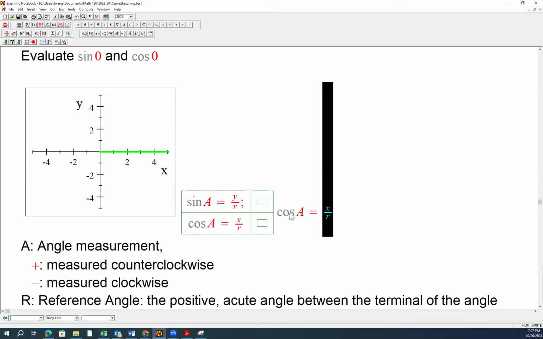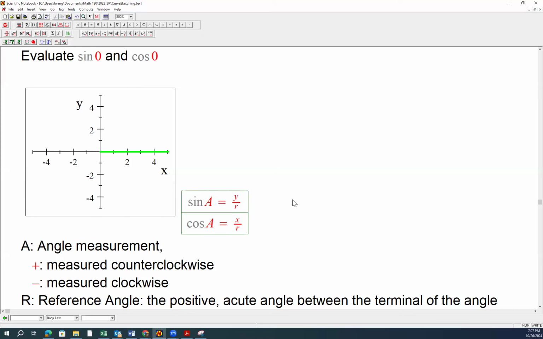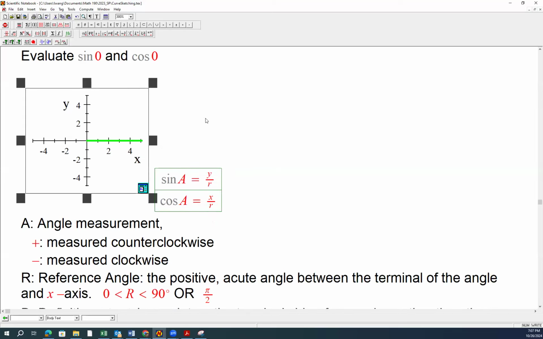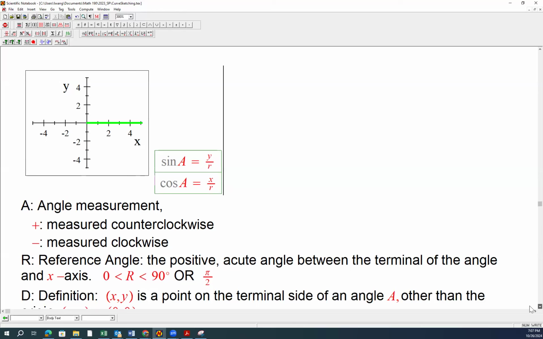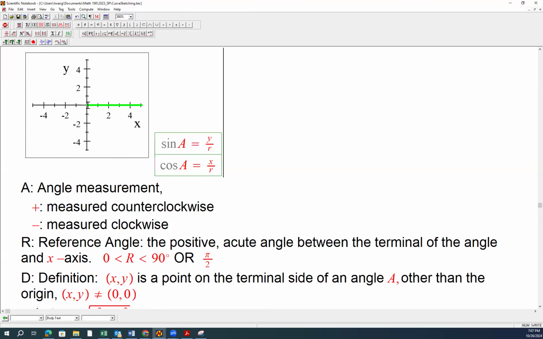Okay, so we want to evaluate these two values. How do we follow the definition to find those values? Be patient with me, especially if you haven't learned trigonometry, right? In the definition, we now know the terminal side. The terminal is the line that we start with, right? The definition says x comma y is a point on the terminal side of the angle A. Our angle A is 0.